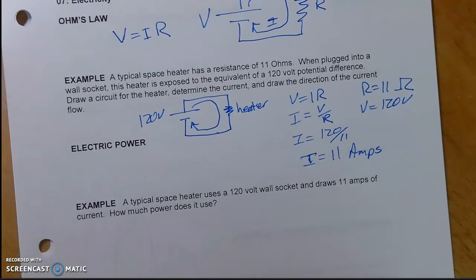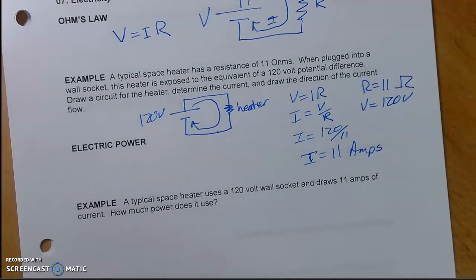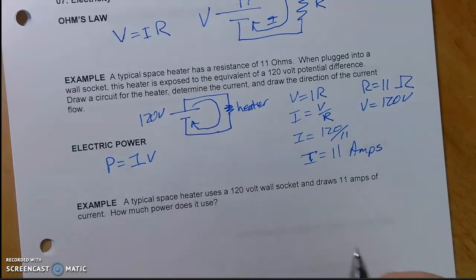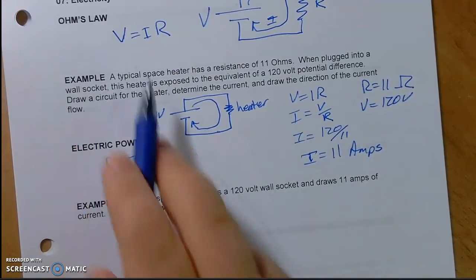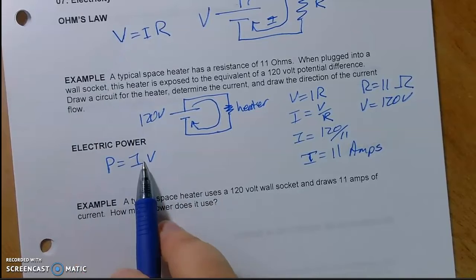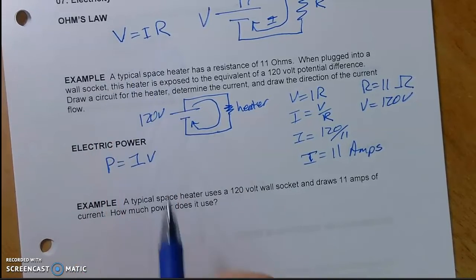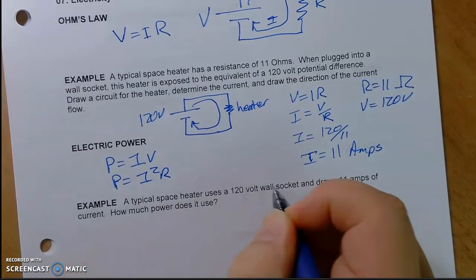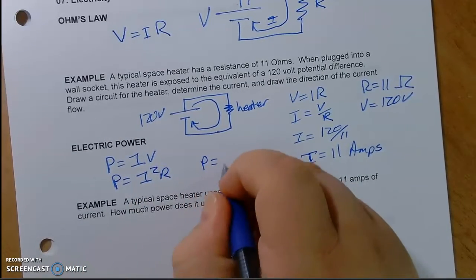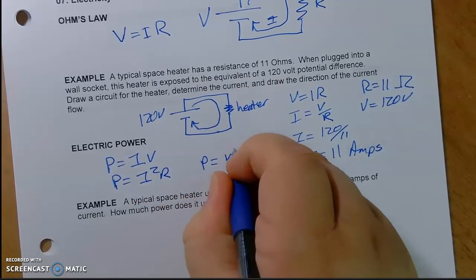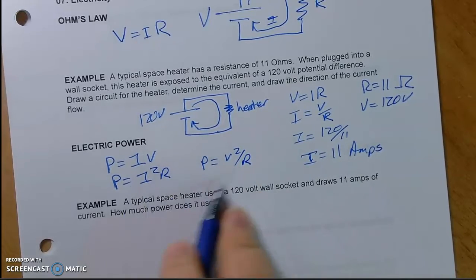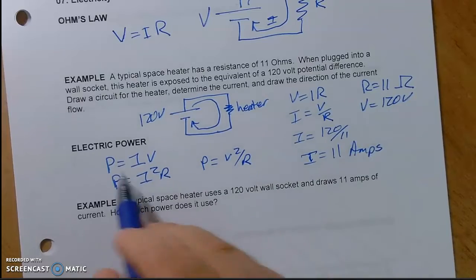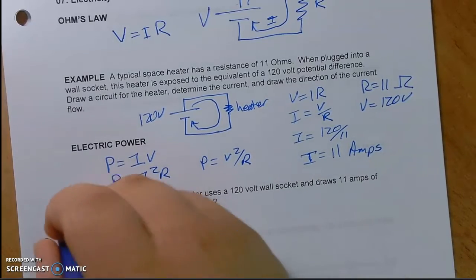I do want to introduce electric power here before we end. Electric power is just the current times the voltage. Using Ohm's law, we can substitute IR in for V, and we can get that power equals I squared R. Or solving some other way, we can get power equals V squared over R. So we can use any one of these for power, just depending on which one we have to begin with. And don't forget that power is measured in watts.